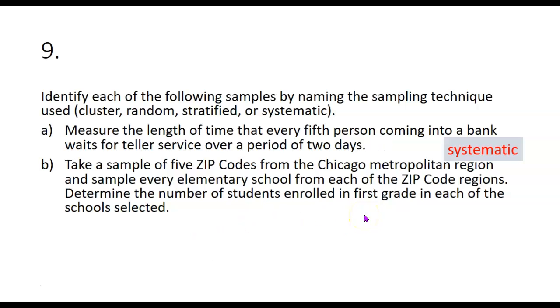What if you take a sample of 5 zip codes from the Chicago metropolitan region and sample every elementary school from each of the zip code regions that you selected to determine the number of students enrolled in 1st grade in each of the schools? That would be cluster sampling. Those 5 zip codes are your clusters that you are using.